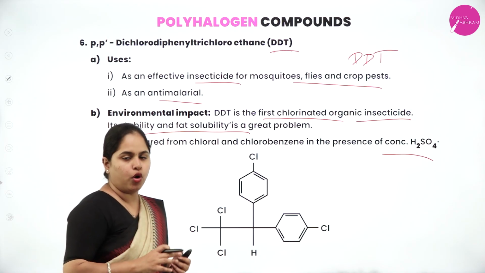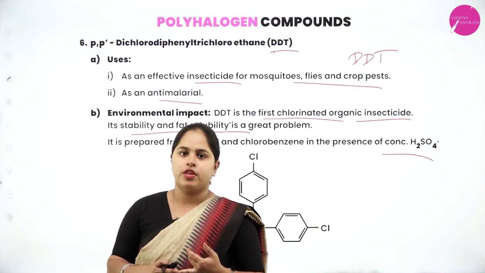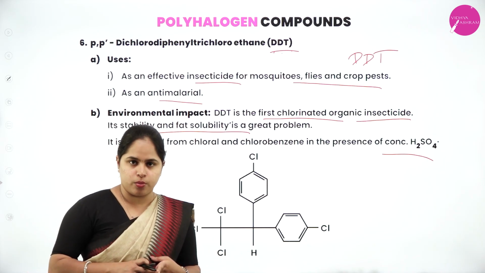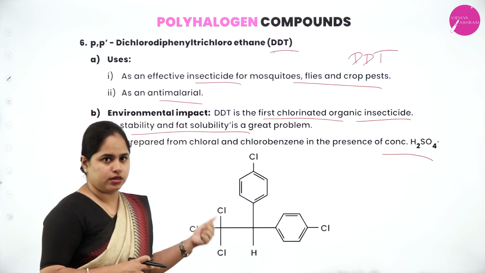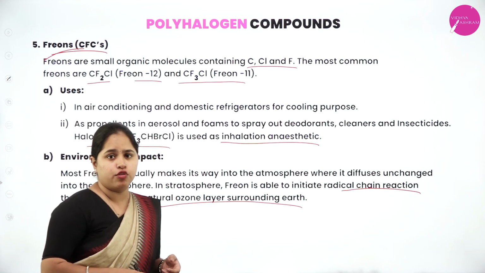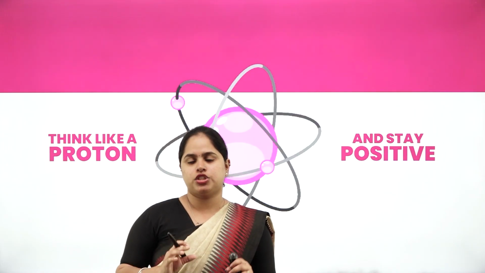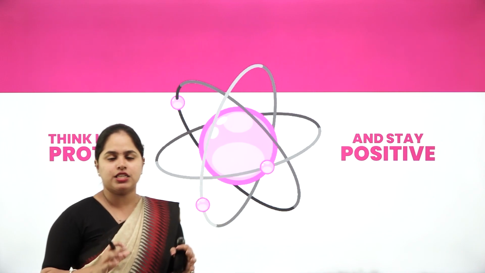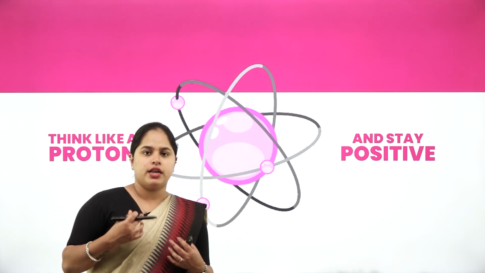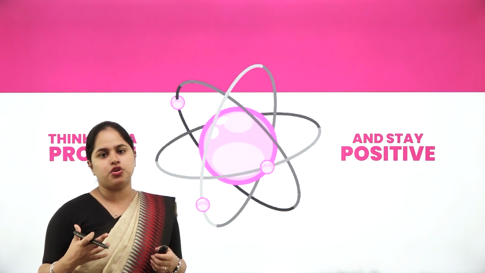Okay, so these polyhalogen compounds that we have discussed, that is chloroform, iodoform, dichloromethane, trichloromethane, as well as the DDT and freons as well as CCl4. All these are very important to study. It is easy to remember. You just have to remember few uses as well as the important parts of it. Right? In case of chloroform, it is very important to remember about phosgene. Such points you have to remember.